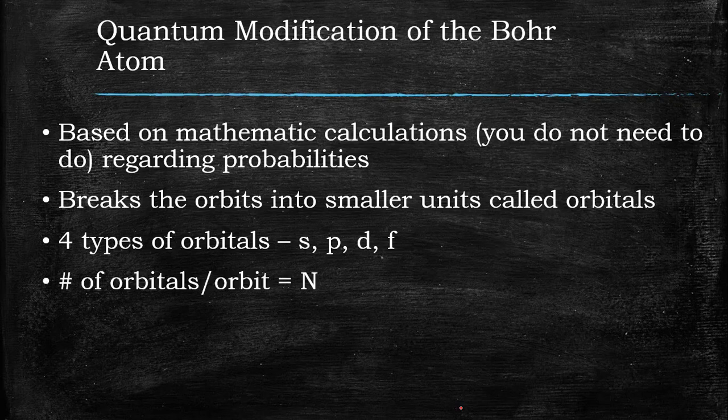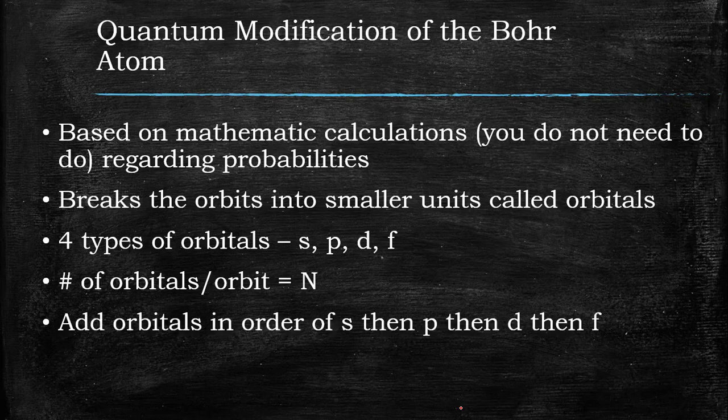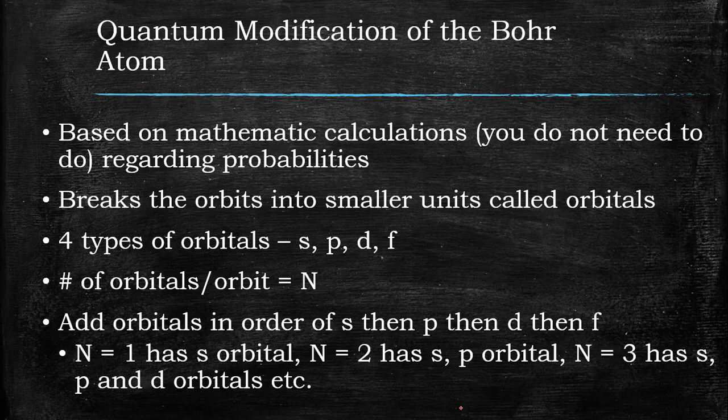The number of orbitals in any orbit is equal to n, or the integer of n, and orbitals are ordered first S, then P, then D, then F. So if you look at this, n equals 1 has an s orbital. It has 1 orbital. N equals 2 has 2 possible orbitals, S and P. N equals 3 has 3 possible orbitals, S, P, and D. 4 would be S, P, D, and F. Don't worry about what happens at 5 and beyond.